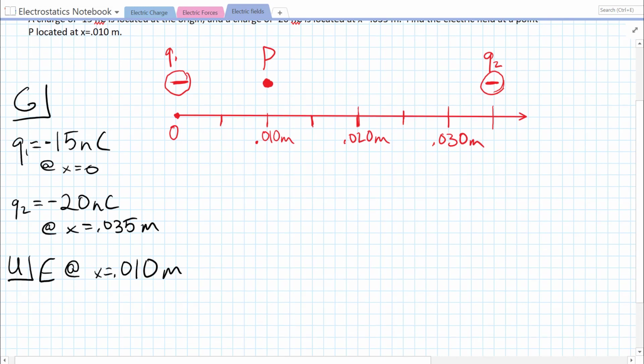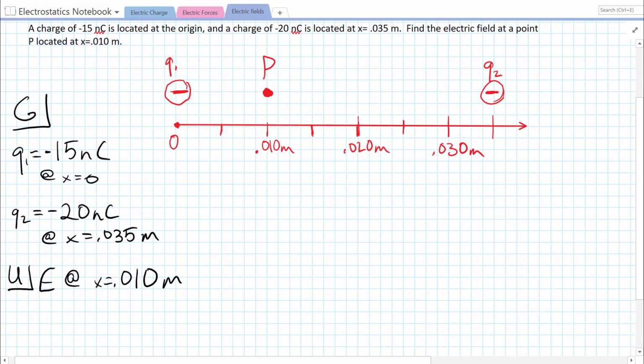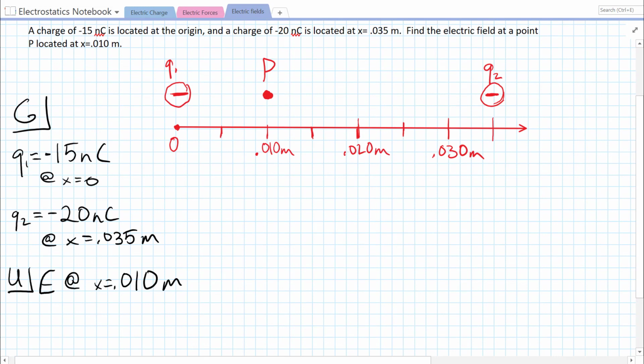Before we actually get started with the calculation, we should figure out what we're going to be doing. We know that the electric field at point P is a combination of the electric field from Q1 and Q2. So we're going to need to find the electric field from Q1, find the electric field from Q2, and then add those electric field vectors. Electric field is a vector. It follows the rule of superposition, so if we can find both electric fields, we will get the total.